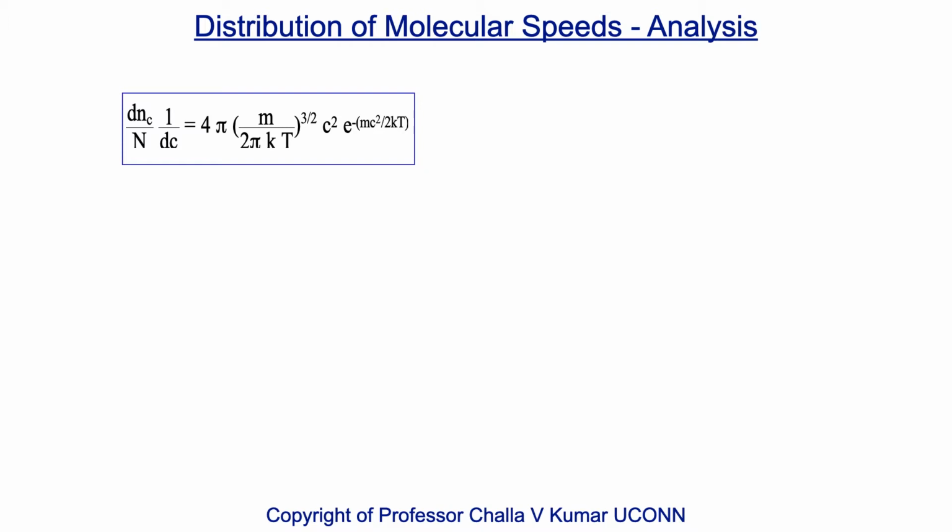On the right side, 4 pi is of course constant. m is the mass of the gas particles, divided by 2 pi k T, where k is the Boltzmann constant, introduced for the first time, and T is the absolute temperature. This whole fraction is raised to the power 3/2. At constant temperature and constant molecular mass, this part can be written as a constant, multiplied by c squared, the square of the speed.